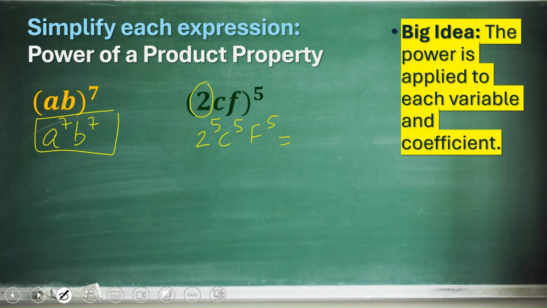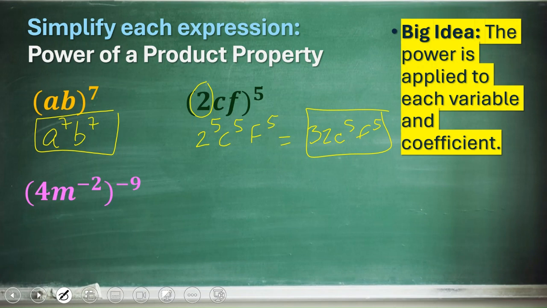Now, most math teachers are going to want you to simplify 2 to the 5th because it's a relatively small number. It really is 2 times itself 5 times, which is 32. So we have 32 times c to the 5th times f to the 5th. And that is our simplified expression.